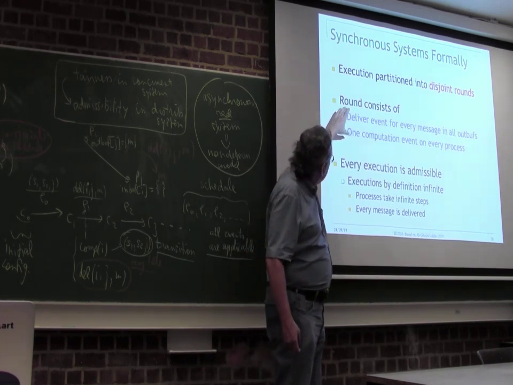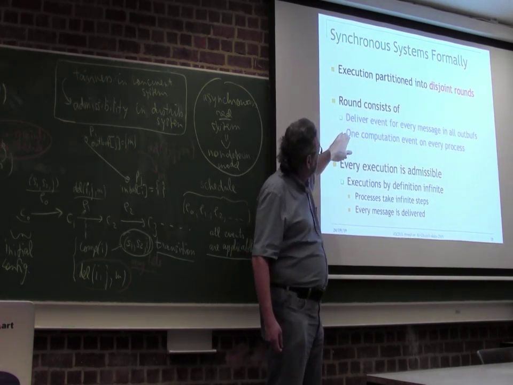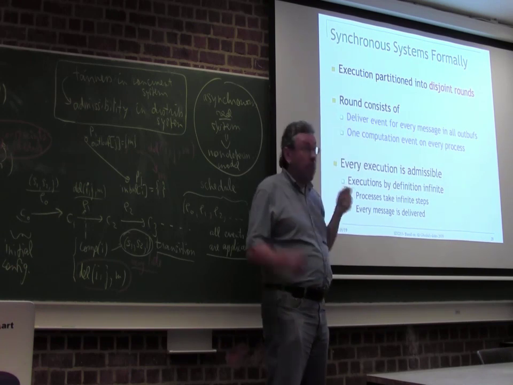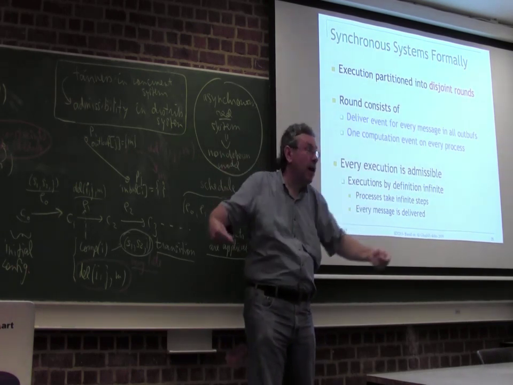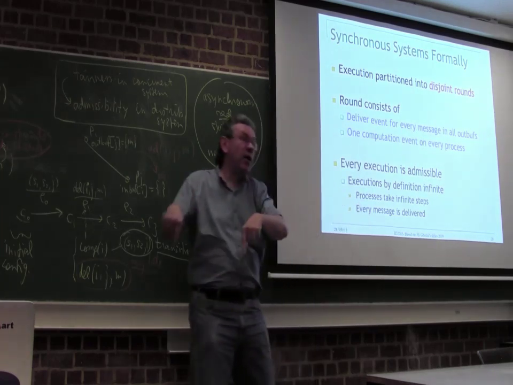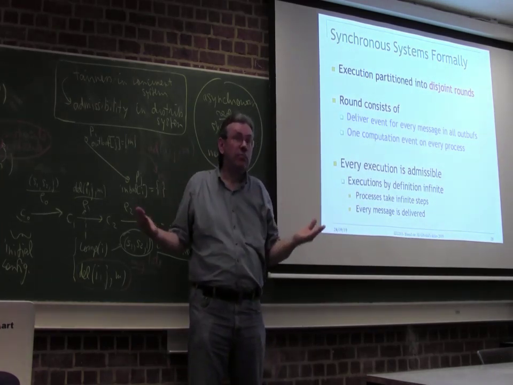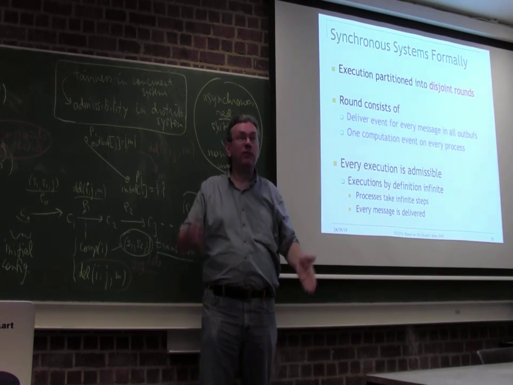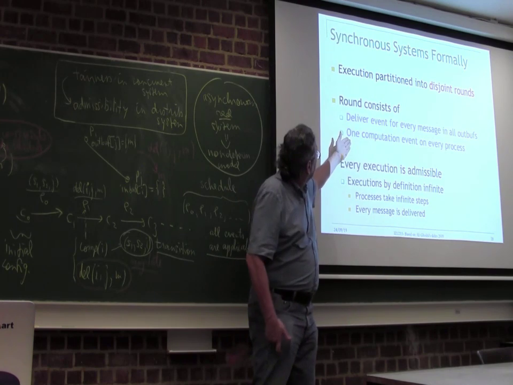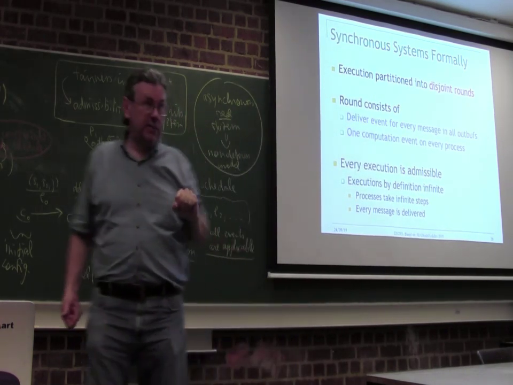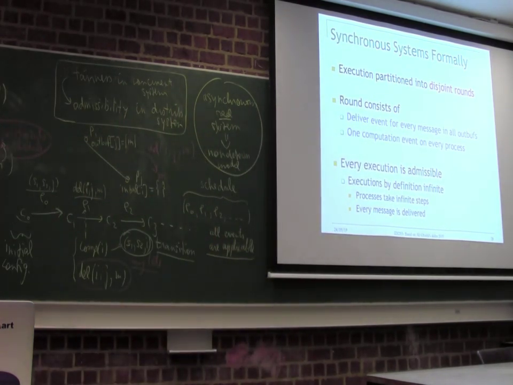So basically, we empty the out buffers, we do one computation event. This computation event might do sends. It might put new things in the out buffers, and in the next round, they will be delivered. So they are sent in one round, delivered in the next round, and that's it. So you can see the synchronous system is basically a simple extension of the model we have here. It's just putting constraints on the schedule.